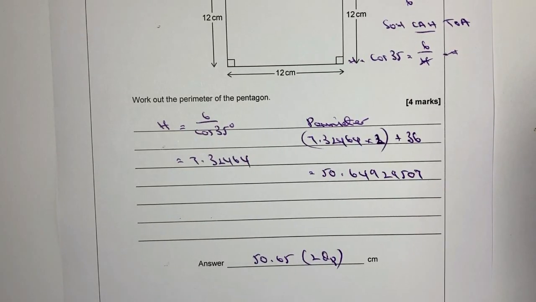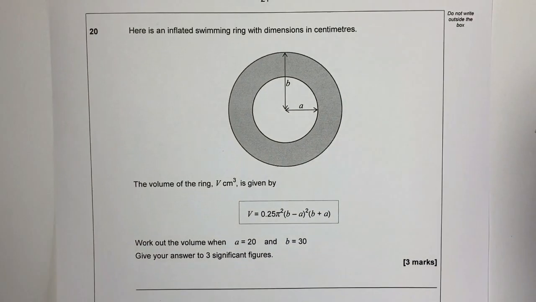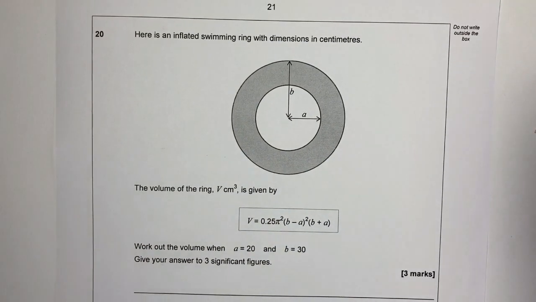Let's move on then to question number 20, which again is just a little bit of an application of the information that we've got. Fairly typically, it's actually written in a little bit more of a difficult way than the question itself warrants.